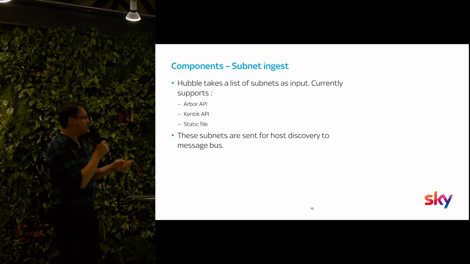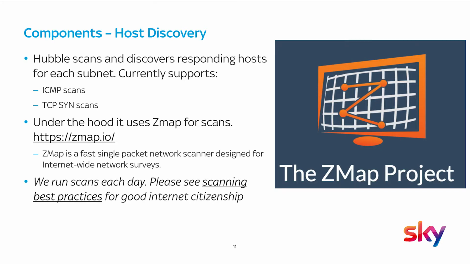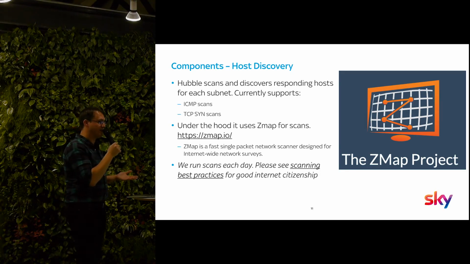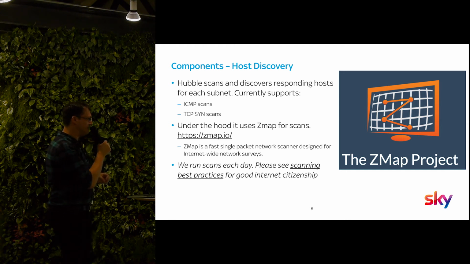This is subnet ingest. Hubble just talks to APIs, like the Arbor and the Kentik API, to understand the subnets of interest, and then it puts them into a message bus, and those subnets are sent to something called ZMap. This is an open source project, and kudos to the ZMap guys. They created a very nice scanner. You can think of it like Nmap, the network scanning module, but it's the internet-scale one. So it's very fast and very lightweight. They have a couple more projects here. If you're interested, go to this website and you will get lots of interesting information.